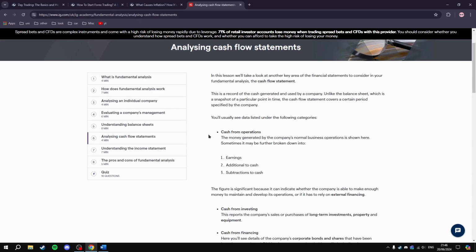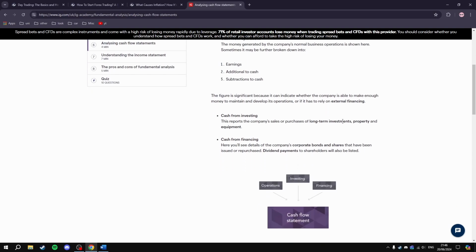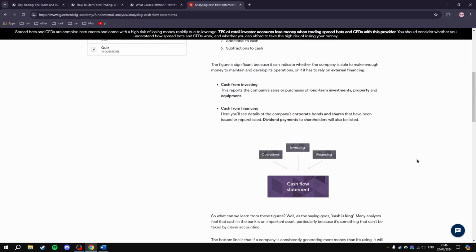Cash from operations, so this is the money generated by the company's normal business operations. Sometimes it may be further broken down into earnings, additions to cash, subtractions to cash. This figure is important because it can indicate whether the company is able to make enough money to sustain and develop its operations, or if it has to rely on external financing.